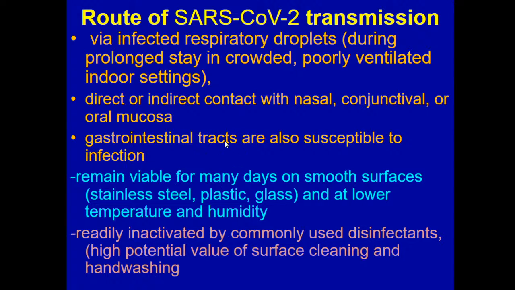gastrointestinal tract, because in the small and large intestinal tract we have a lot of cells of these tracts. So we have a lot of cells supplied with ACE2 receptors. So these tissues are very susceptible to infection. So we have information that it can be transmitted through ingestion.